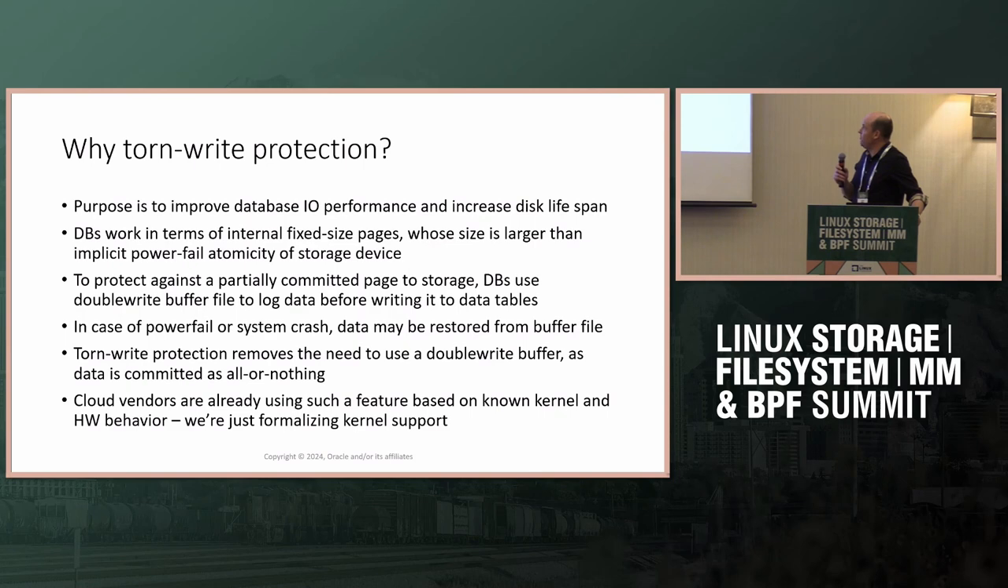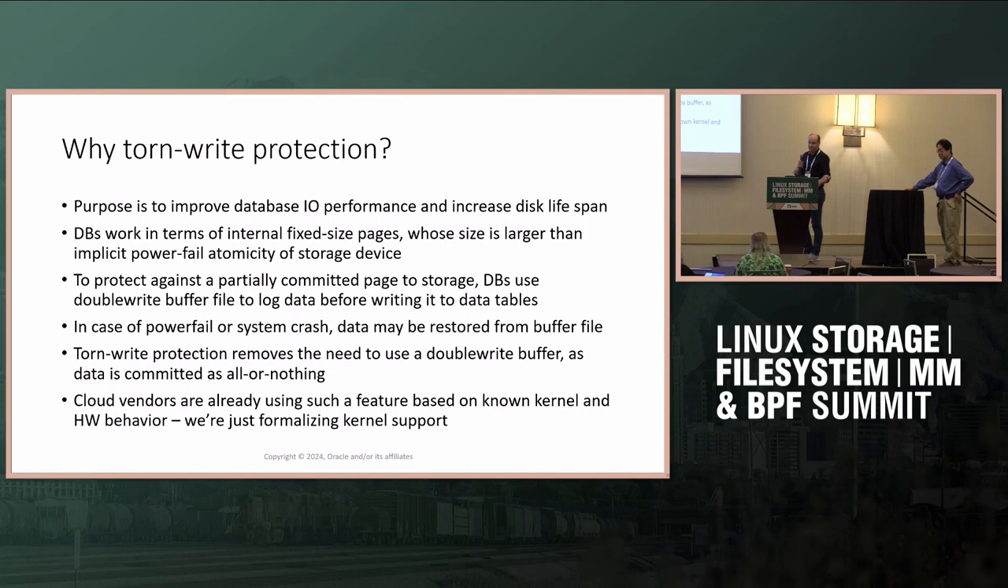And databases use a method called a double write buffer file to log data before committing to the data tables. So generally they do this in case of power fail, so that the data can be restored and we don't get any fractured pages committed to the storage. So the torn write protection that we're proposing removes the need to use this double write buffer, as data is committed as an all or nothing write. So we know that cloud vendors today are already using this feature. It's based on known kernel and hardware behavior. So really the support we're proposing is kind of just to formalize what people are already doing in the field.